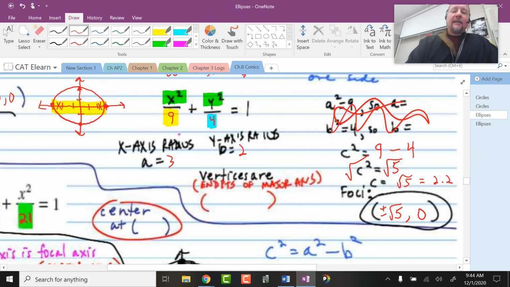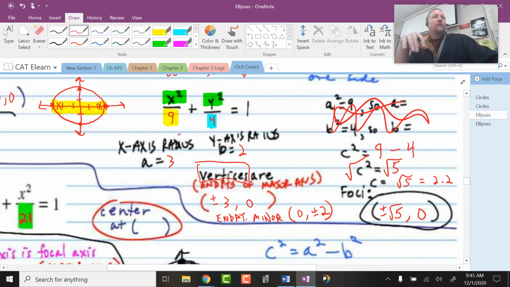Usually what they ask sometimes are, what are the endpoints of the major axis? What are the endpoints of the minor axis? The term vertices represents the major axis endpoints. So it's plus or minus 3 comma 0 because it went 3 right, 3 left. The endpoints of the minor axis, I'm going to write it down here, are 0 comma plus or minus 2, just to denote some things that they ask you, okay?